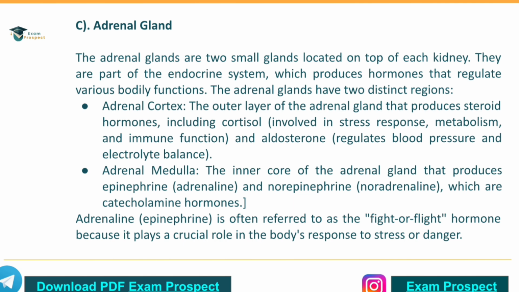And the adrenal glands have two distinct regions. One is the adrenal cortex, the outer layer of the adrenal gland that produces steroid hormones including cortisol, involved in stress response, metabolism, and immune function, and aldosterone, which regulates blood pressure and electrolyte balance. And the second one is the adrenal medulla, the inner core of the adrenal gland that produces epinephrine, called adrenaline, and norepinephrine, called noradrenaline, which are catecholamine hormones.